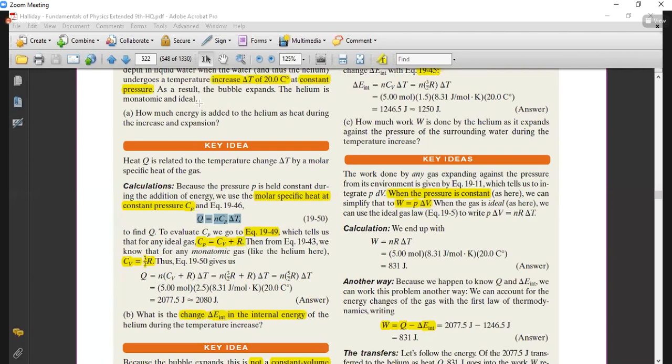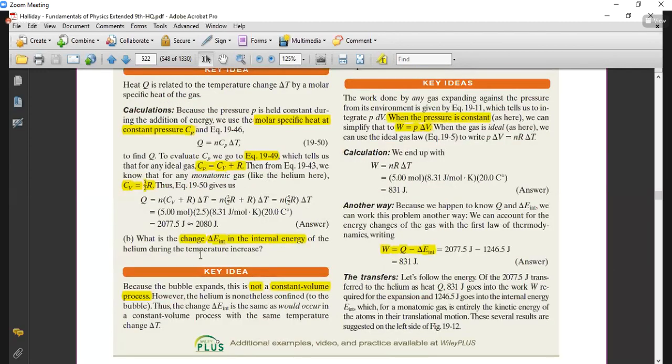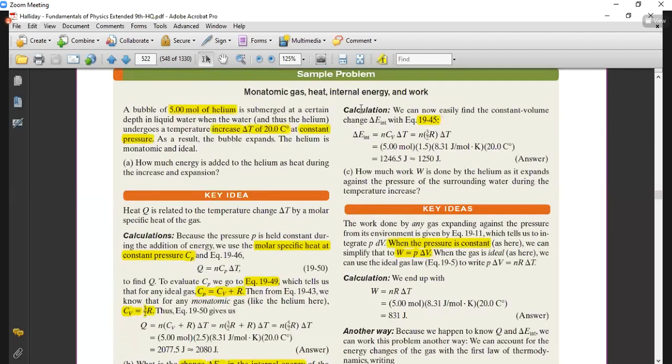Chalein, good ho gaya. So in the next scenario, the next question is: what is the change in internal energy of the helium during the temperature increase? We want to find out the change in the internal energy. For that purpose, we will use this equation here. Again, the value of Cv is known, which is equal to 3/2 R. We will just put the values, because the change in temperature is 20 degrees centigrade as mentioned in the statement, like in the previous case, and the change in internal energy would be this one.